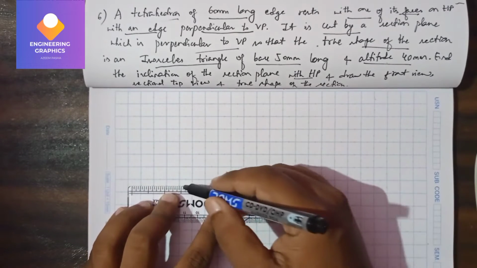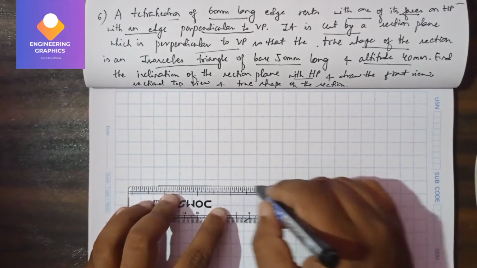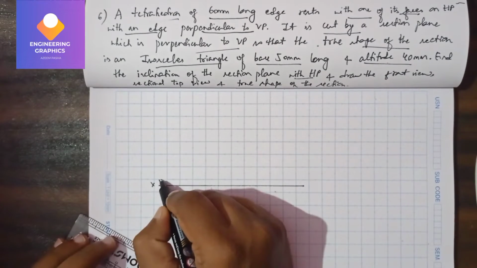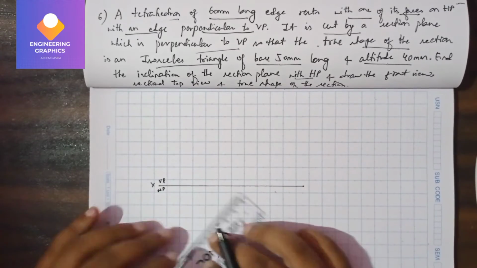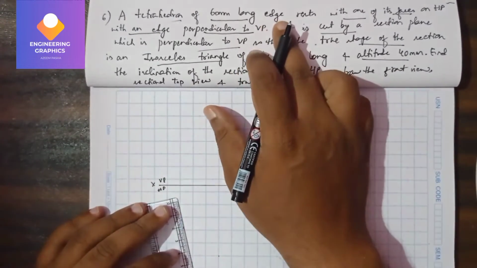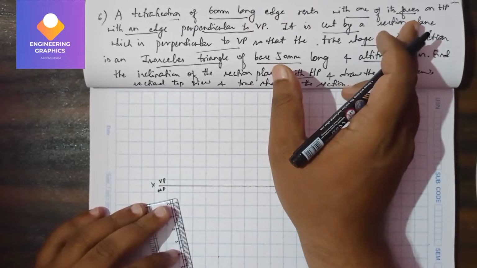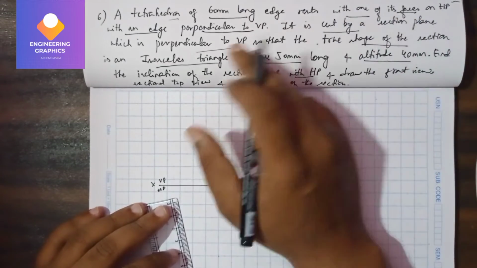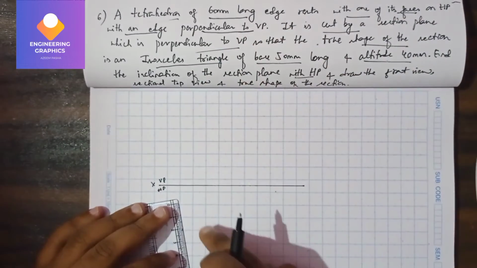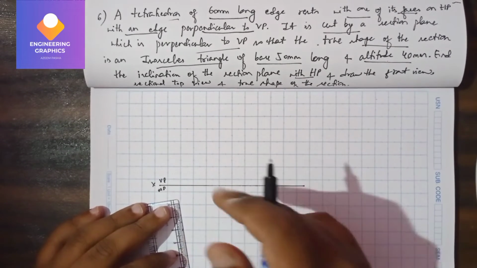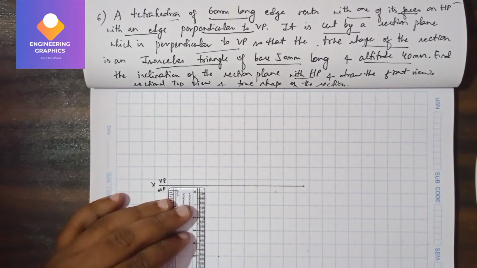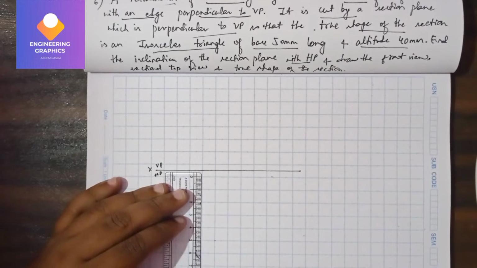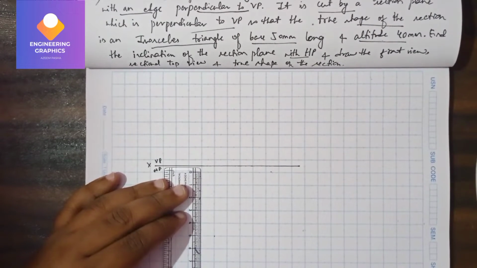Draw here. So here a tetrahedron of dimension 60 you can see, with one of its faces on HP with an edge perpendicular to VP. With an edge means like this we have to consider. So it should be perpendicular to VP. Okay, so we can take a little upward now.